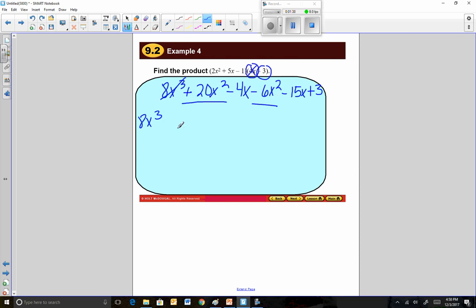20 minus 6. Well, let's see. 20 minus 6 would be a 14. So we write 14x squared. We finished those. I crossed them out. And now we have negative 4x and negative 15x. If we combine those, we get a negative 19x. Remember, if the terms are alike, negative and negative, we combine them.